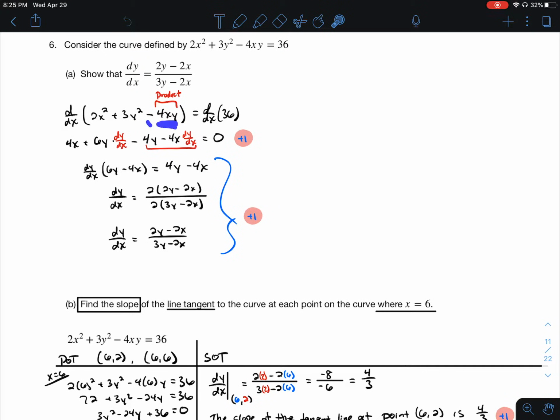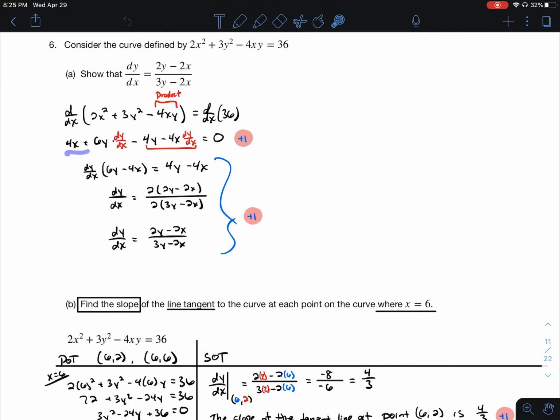Minus, this is a product because we have x's and y's in it. So the product rule, you take the derivative of the first term, I'm going to say 4x is the first term, its derivative is 4, times the second term, that would be y, minus, because I'm distributing this minus here, the first term, 4x, times the derivative of the second, derivative of y is dy over dx because it's the incorrect variable.